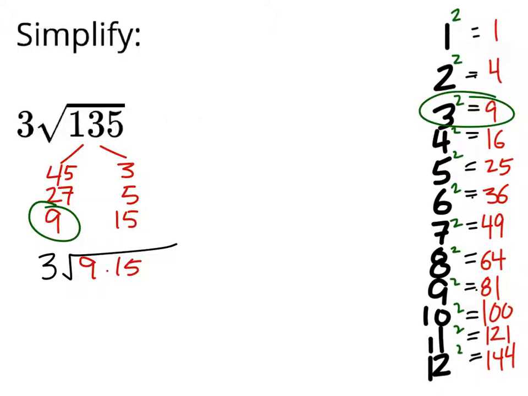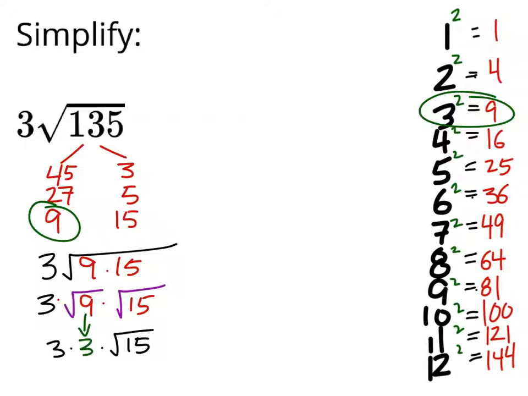Once again, we'll break that up. So I've got the square root of 3 times the square, let me take that back. It's 3 times the square root of 9 times the square root of 15. And the square root of 9 is 3. So I've got 3 times the square root of 15, and 3 times 3 is 9. So the final answer, 9 times the square root of 15.